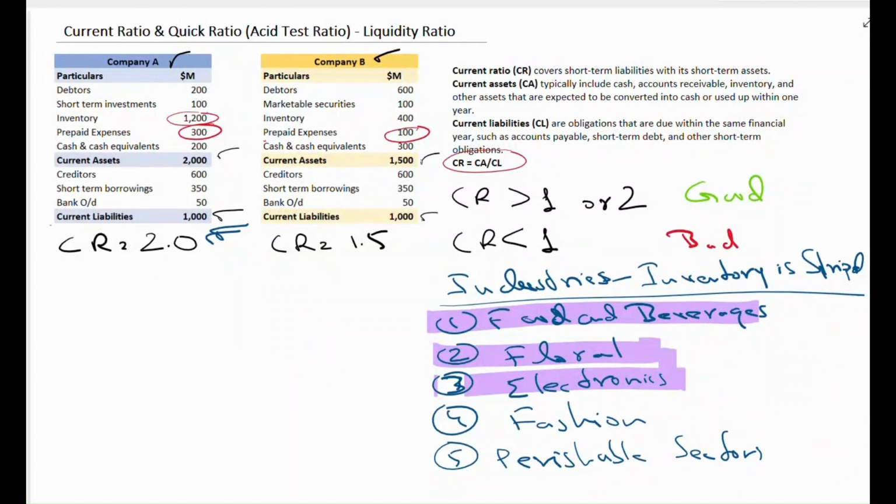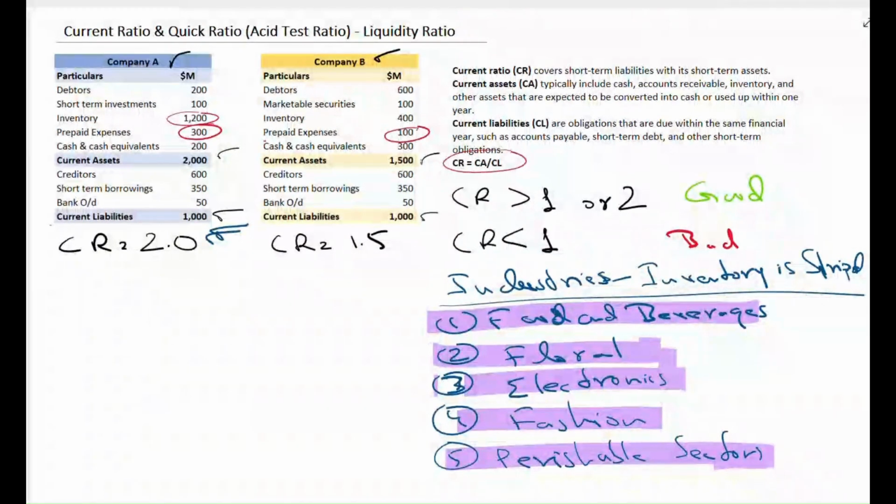Or if you still keep on holding on to those items, you need to keep writing your inventory down, because the realizable value of that is coming down. Okay, the same goes for fashion. Nobody wants to buy something which is outdated, something out of fashion, not so trending anymore. Okay, the perishable sector, as stated, the floral and the food and beverages.